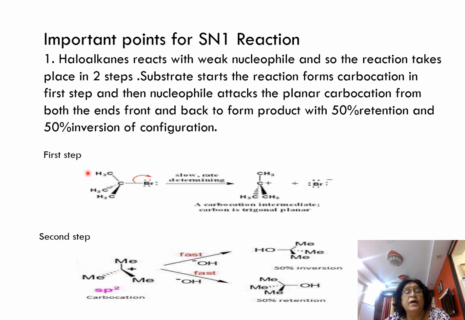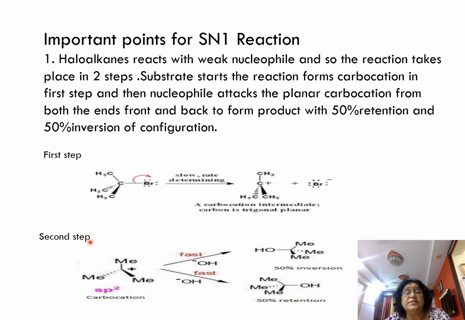First, the carbon-bromine bond breaks and the carbocation is formed. That means the substrate starts the reaction on its own, before the OH nucleophile reaches the substrate to form a bond. The carbon-bromine bond breaks, and the carbocation is formed.